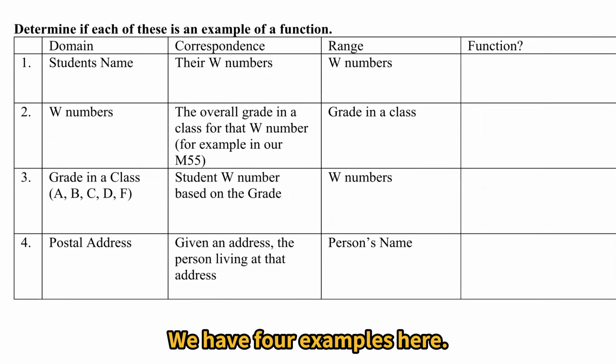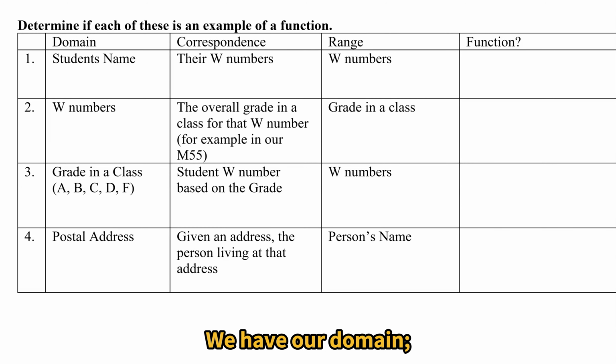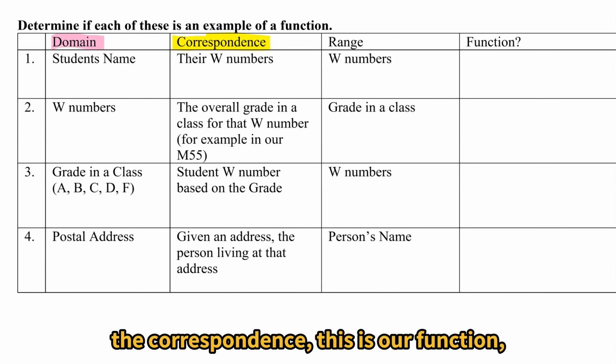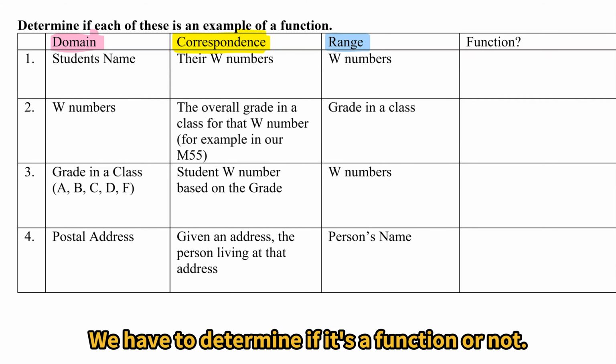We have 4 examples here. Determine if each of these is an example of a function. We have our domain, the correspondence, this is our function, how they're related, and then our range. And we have to determine if it's a function or not.